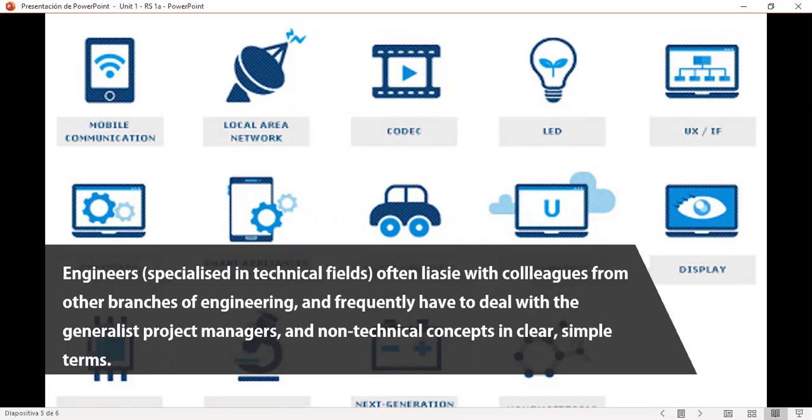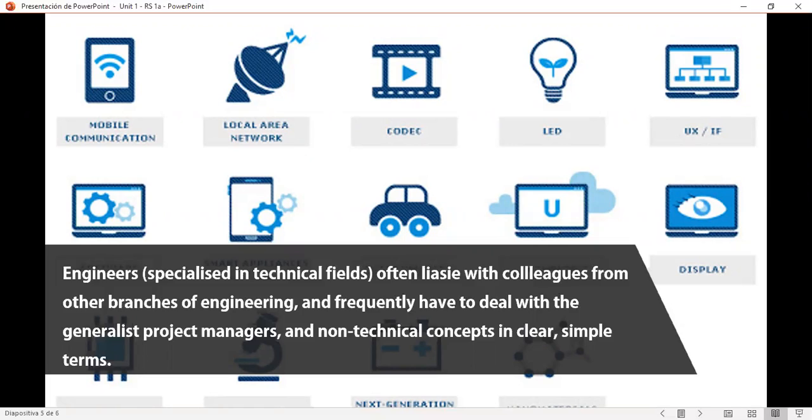That means to have to do with another person, to relate to another person: talk, work, collaborate, etc. So this is another word, another synonym, liaise. When we talk about engineers who liaise with colleagues from other branches of engineering, frequently those engineers that are specialized in something have to deal, that means liaise, with the generalist project manager, maybe, or they have to talk about technical concepts in clear, simple terms.